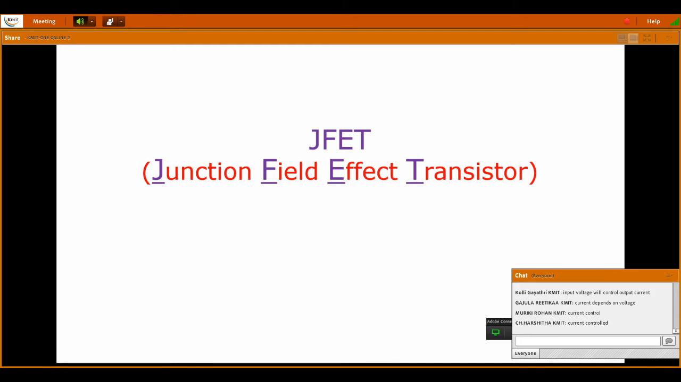On the screen you can see what a JFET is. JFET implies a normal FET. The full form of JFET is junction field effect transistor. Today we are going to discuss the basic construction of a JFET, its operation, its characteristics, its performance, the formulas describing the output current, everything. And tomorrow's class we will see MOSFET and the remaining topics.